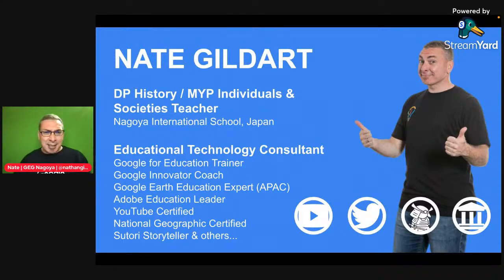A little bit about me. My name's Nate. I live in Japan, but I'm originally from Canada. I teach diploma program history as well as middle years program, individuals and societies at Nagoya International School in Japan. I've been here for about 25 years. I do educational technology consulting, but it's kind of on the side. I was a technology coach, but I love to be in class. So I went back to being the classroom teacher.